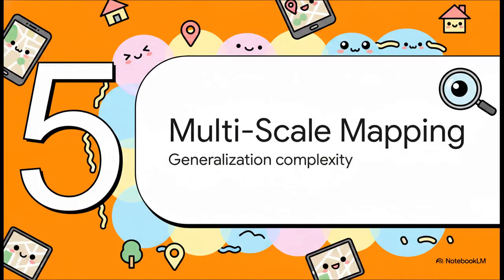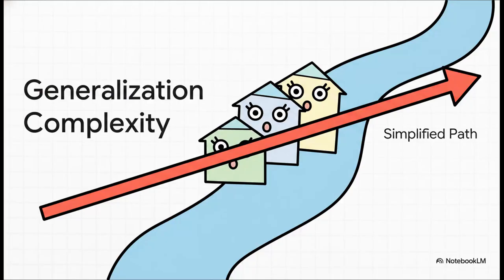Next up, Section 5, Multi-Scale Mapping in Practice. Here's where things get really intense. Generating maps seamlessly across different zoom levels isn't just about running a simplification algorithm on a single line and calling it a day. We run into what's called generalization complexity. The real world is full of overlapping layer dependencies.